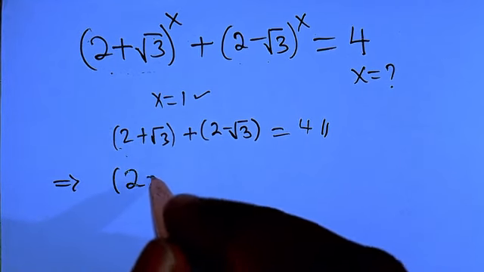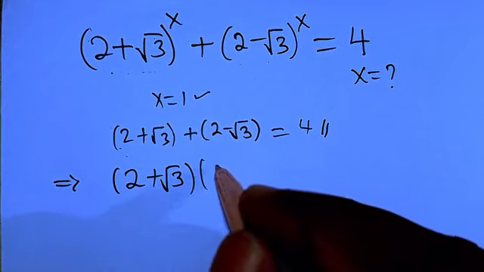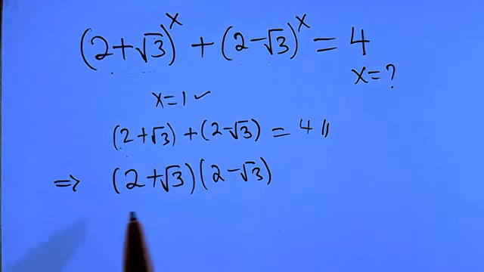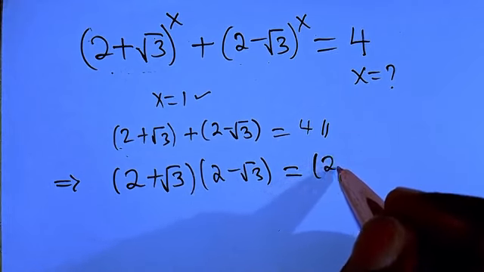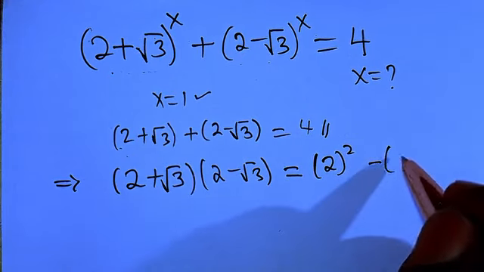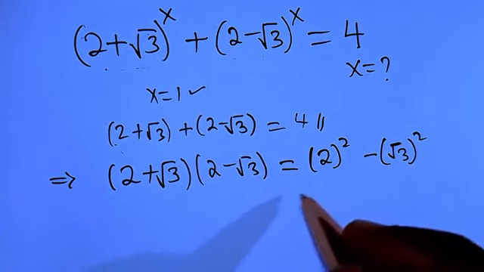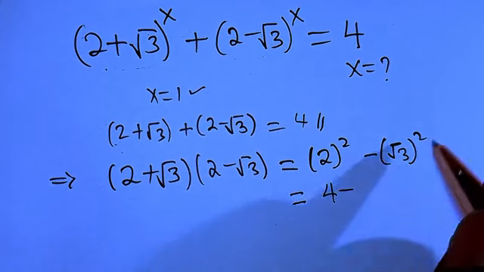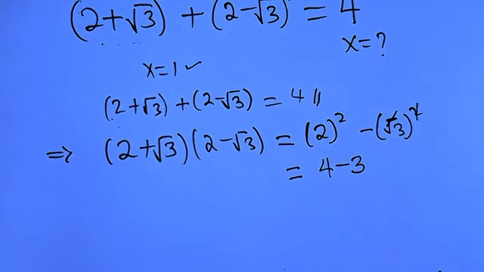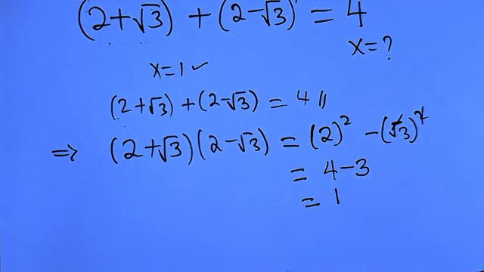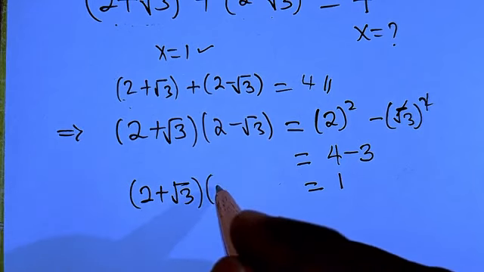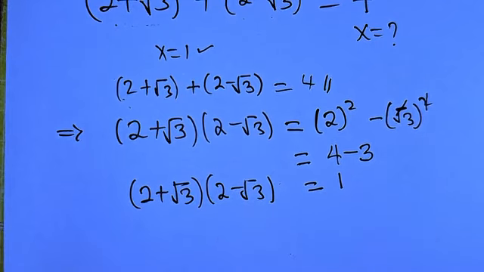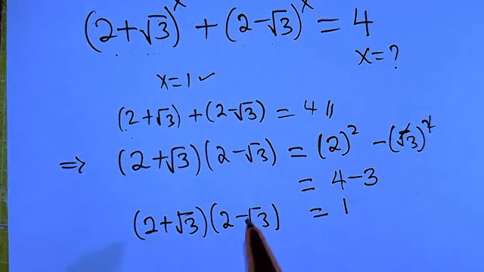You see that when you multiply 2 plus root 3 by 2 minus root 3, this is a difference of squares, which will give us 2 squared minus root 3 squared. So we have 4 minus 3, and that gives 1. So when we multiply 2 plus root 3 by 2 minus root 3, we have 1.